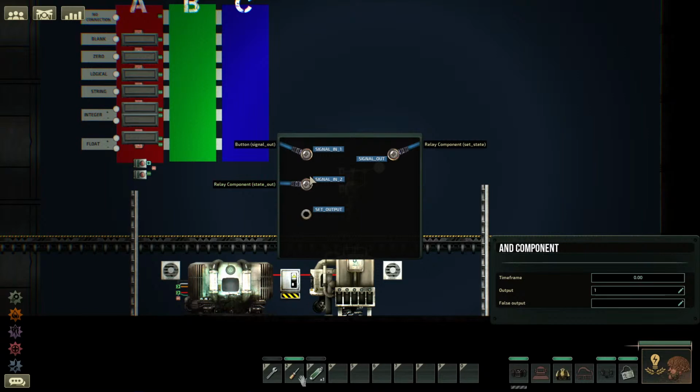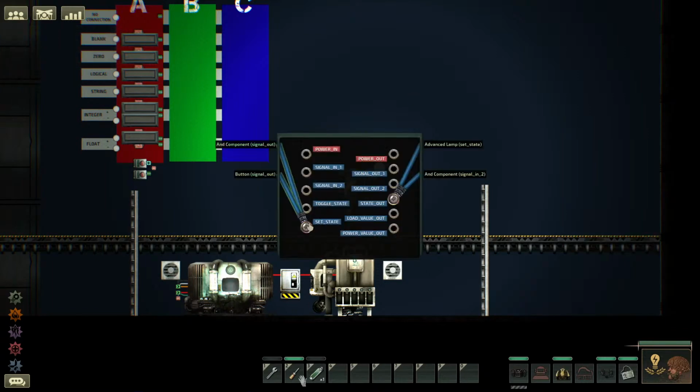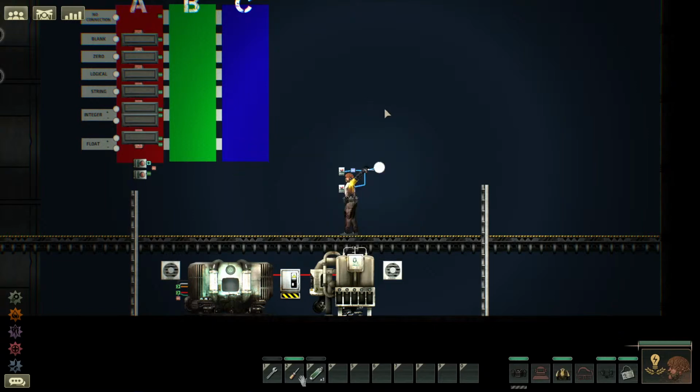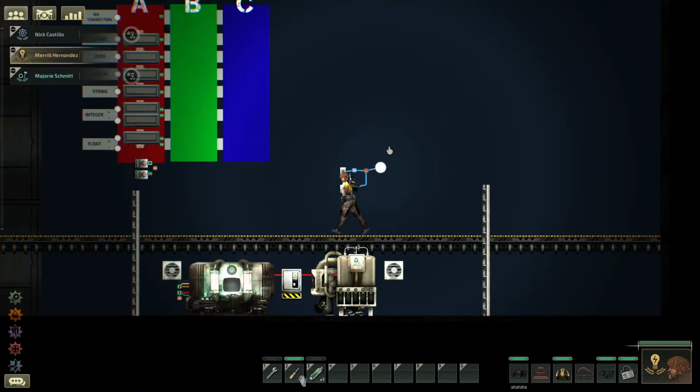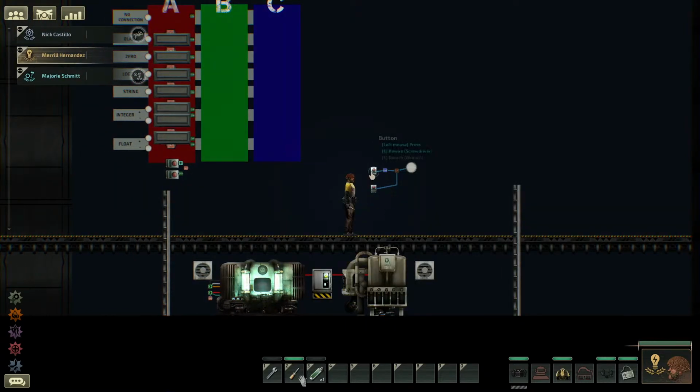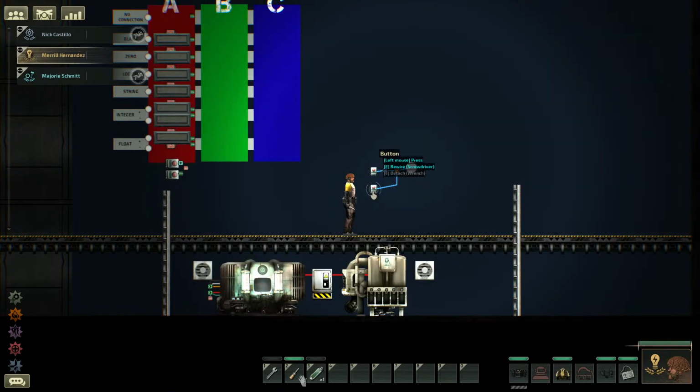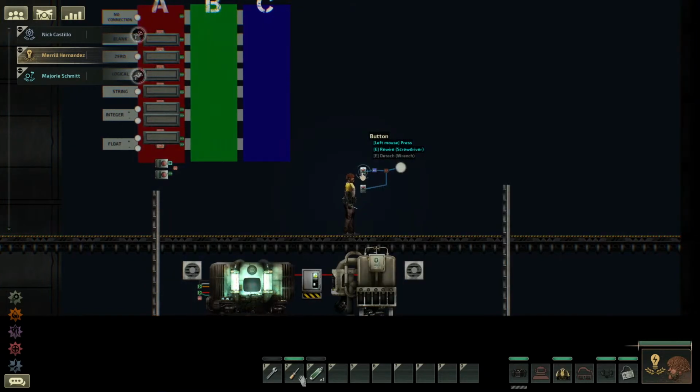Relay component should be out. I want this to be here. That's what I'm trying to do. Okay. And in the component, we want to send a 0. There. We have a button that can only turn things on, and we have a button that can only turn things off.